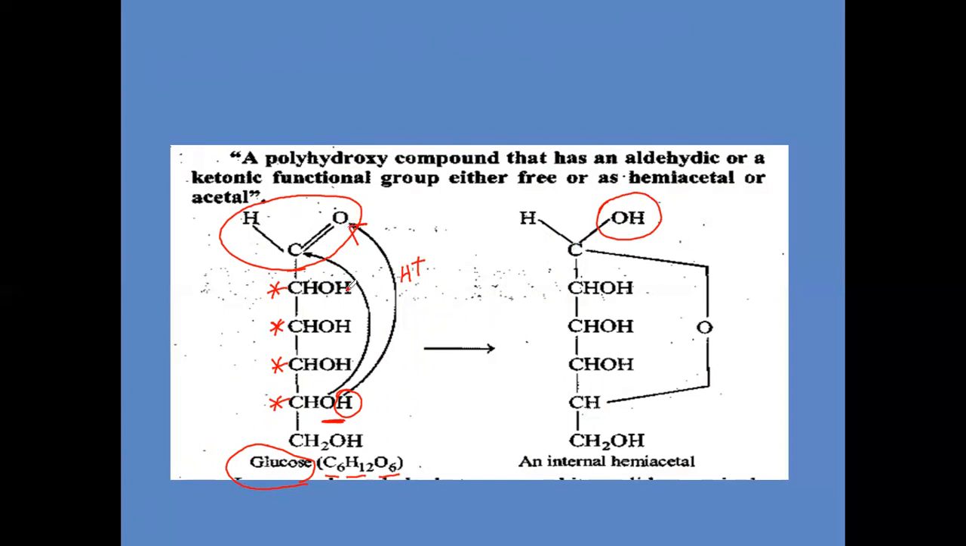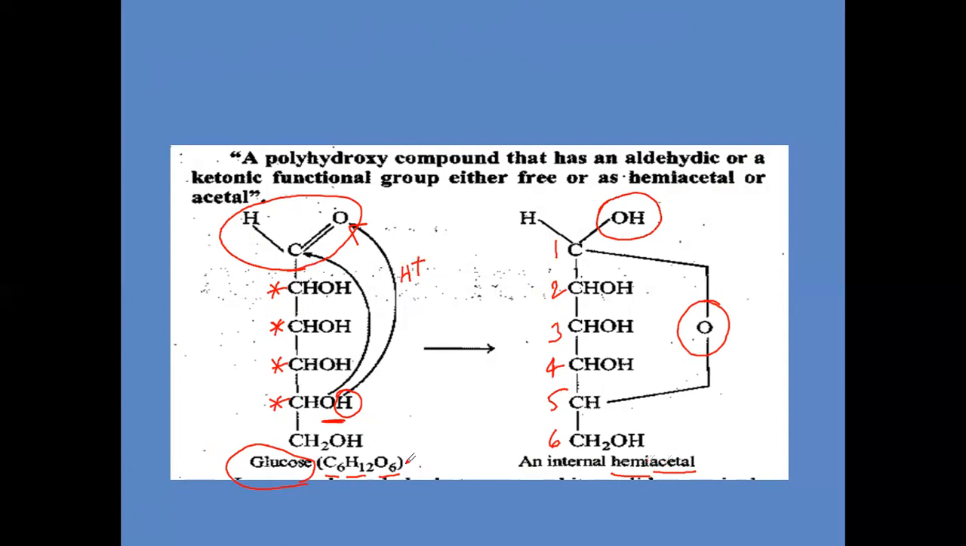Next, between the first carbon and the last-but-one carbon, an O is there. From the OH group only the hydrogen migrated, so the O is still here. This O connects which atoms? The first atom and the fifth atom, numbering first, second, third, fourth, fifth, sixth. Both are joined by oxygen. So this type of structure is called hemiacetal.